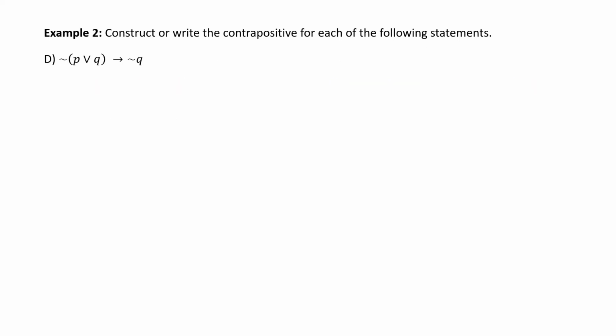Part D. Construct the contrapositive for not, and in parentheses, P or Q implies not Q. This time, I'm going to provide you the definition of the contrapositive using completely different letters. The contrapositive of A implies B is not B implies not A.